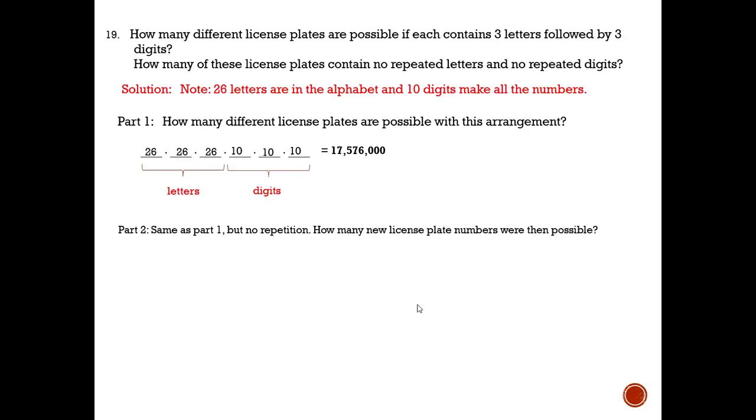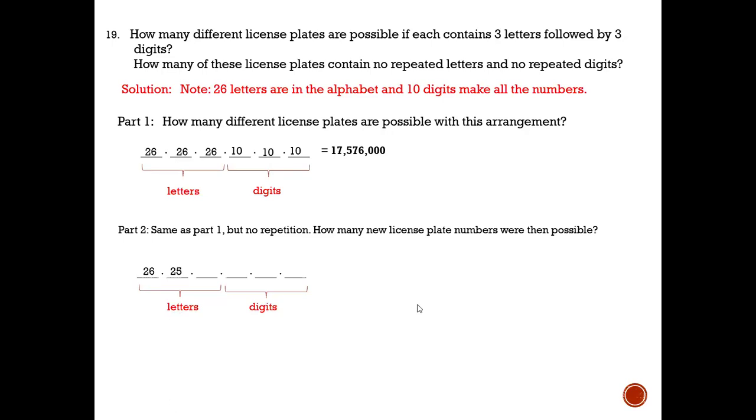So how does this change for the second one? It's similar, but it's no repetition. We still want 3 letters, and then we still want 3 digits, but we can't repeat. If we pick our first letter, we have 26 choices for that first letter. But if I don't want to repeat the letter, let's say I pick the letter A, I can't use that letter anymore for my second choice. So now I only have 25 letters to choose from.